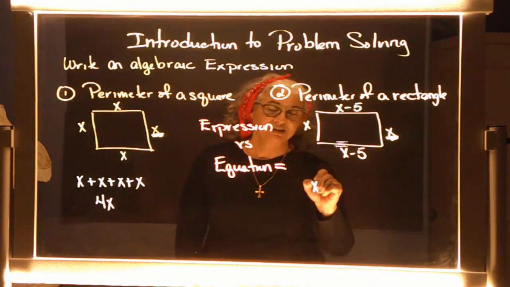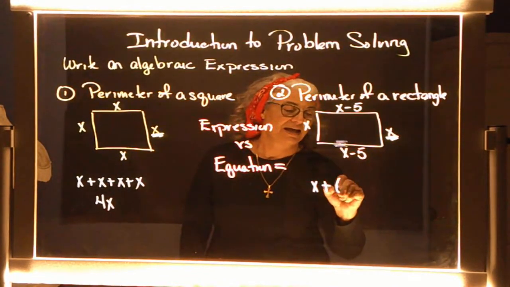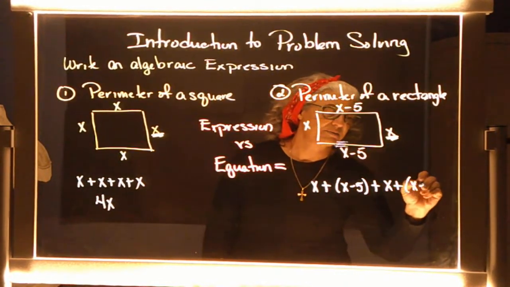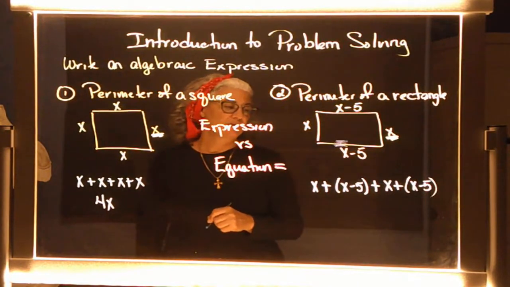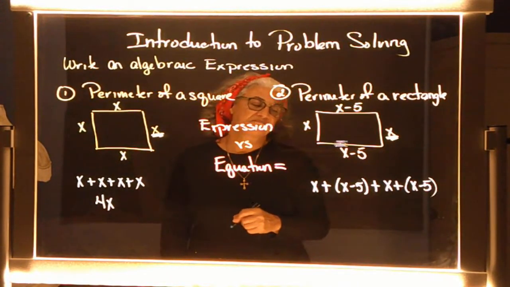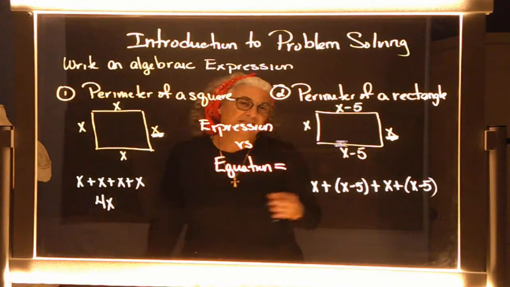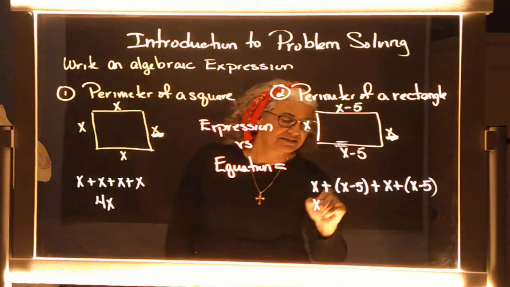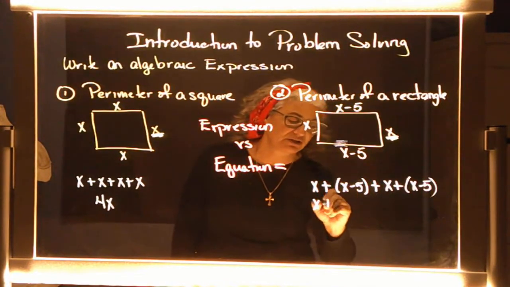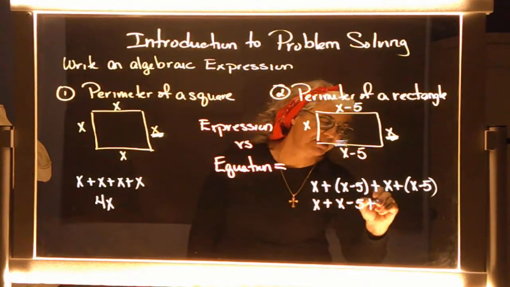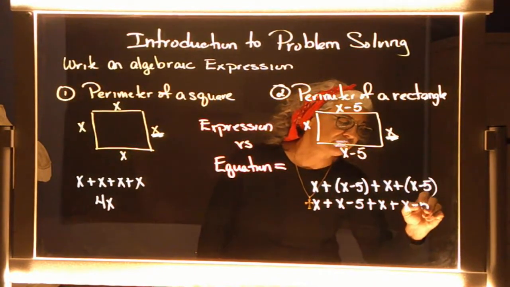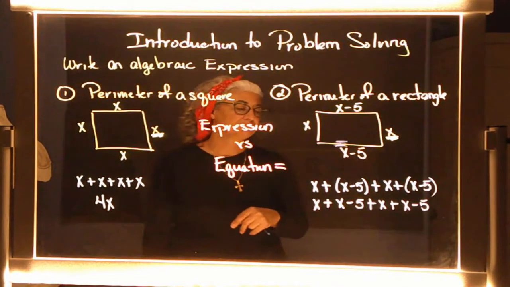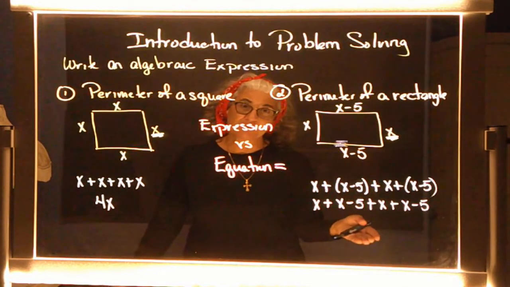So I'm going to take x plus (x minus 5) plus x plus the other (x minus 5). And some of you may be going, why did you write x minus 5 in parentheses? It represents a single side. That's it. Nothing more, nothing less. And since there's no distribution to do here, I can write it without the parentheses. And yes, I could have written it without the parentheses initially as well. No problem. And as always, simplify.